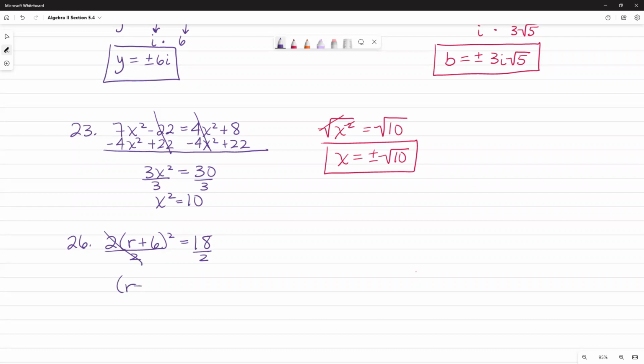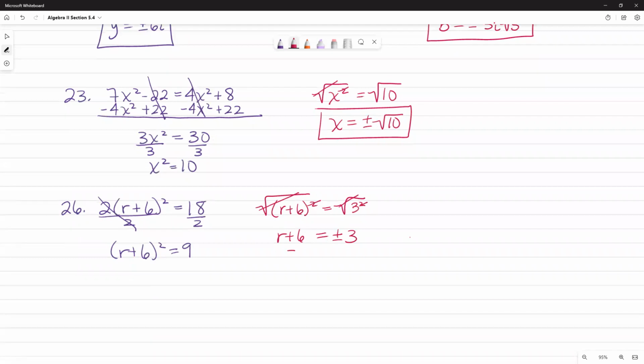So we leave our squared expression together. And 2 goes into 18 nine times, which is nice. At least now we've got a perfect square in there. So the square root of r plus 6 squared equals the square root of 9. I can simplify this into r plus 6. This is 3 squared, so I cancel those out. Hold on, but it's a plus or minus.